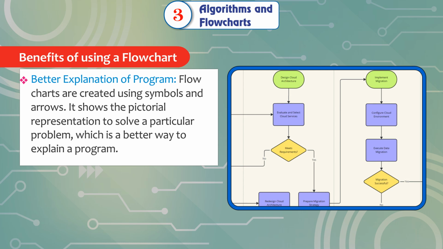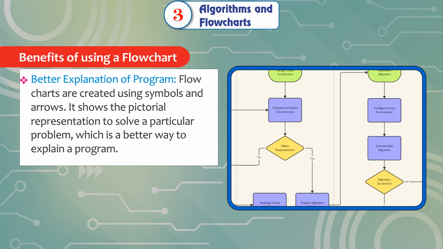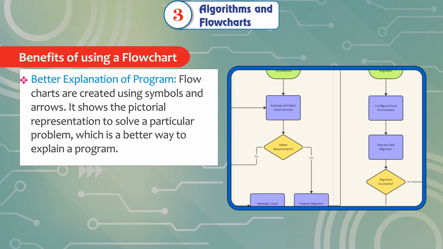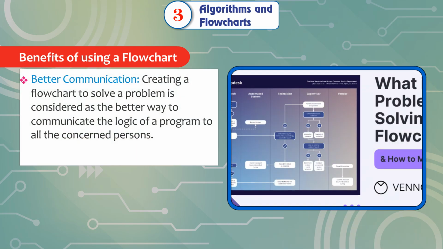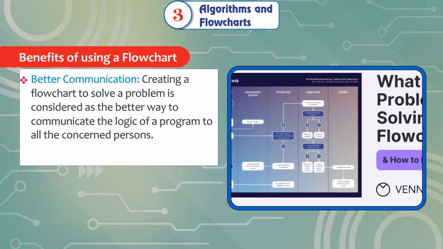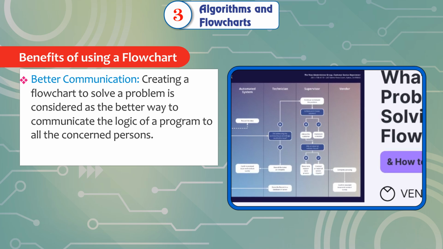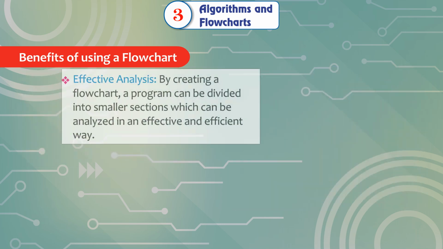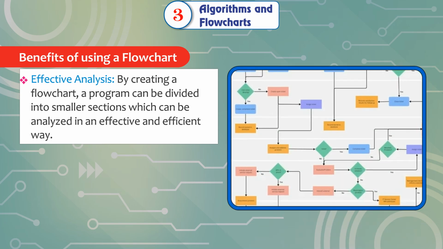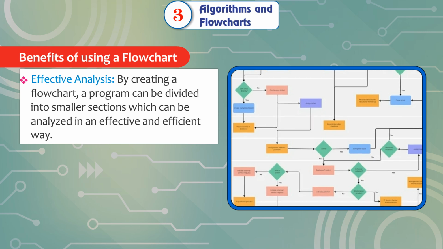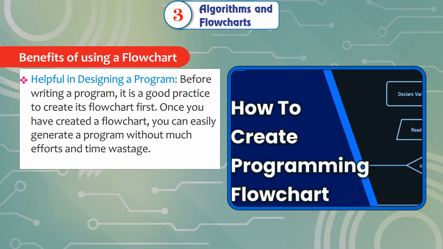Benefits of using a flowchart. Better explanation of a program. Flowcharts are created using symbols and arrows. It shows the pictorial representation to solve a particular problem, which is a better way to explain a program. Better communication. Creating a flowchart to solve a problem is considered a better way to communicate the logic of a program to all the concerned persons. Effective analysis. By creating a flowchart, a program can be divided into smaller sections, which can be analyzed in an effective and efficient way.